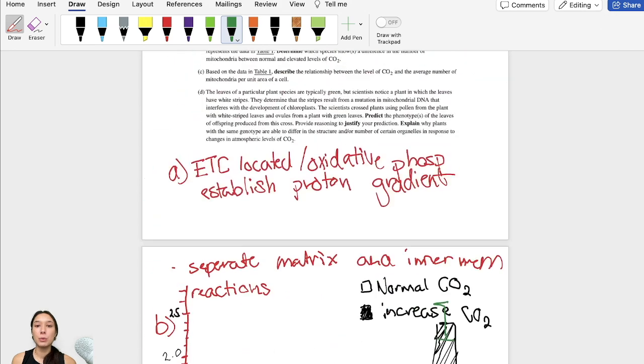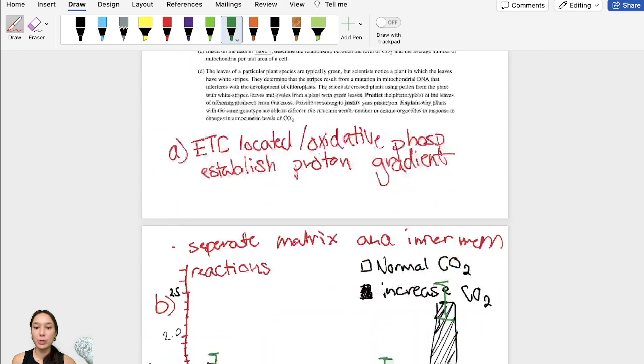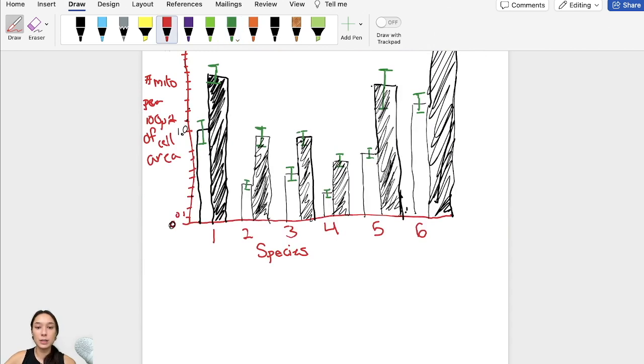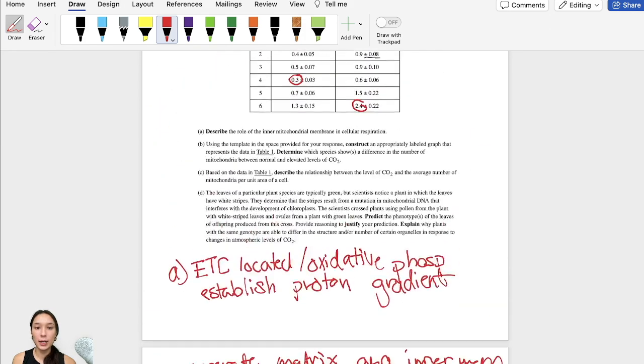So the answer for this one, you have your graph, and determining which species, I'm just going to say all species show difference. Okay, so that is part B.